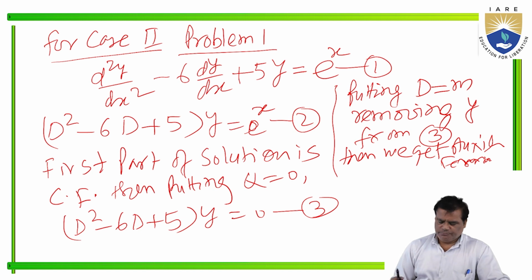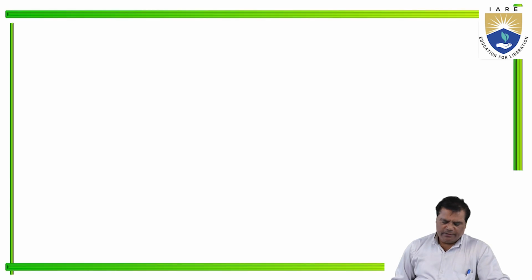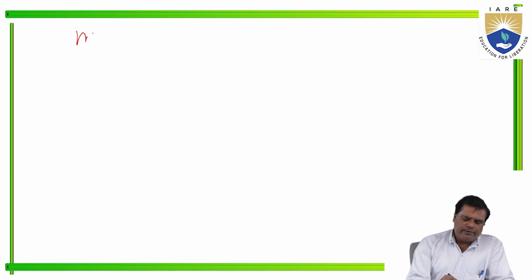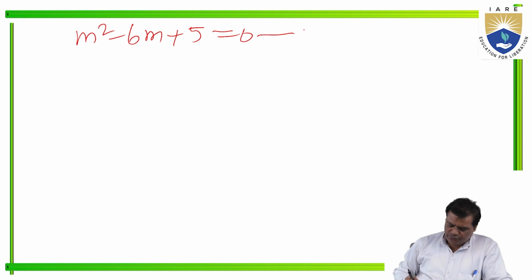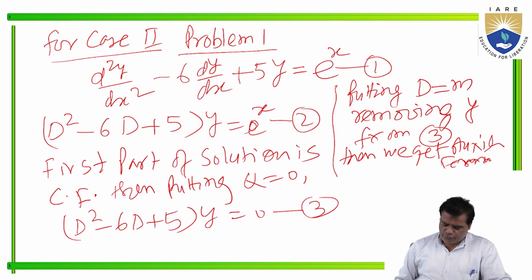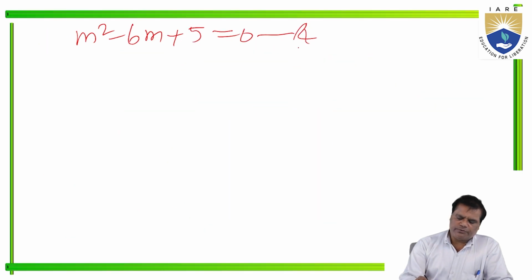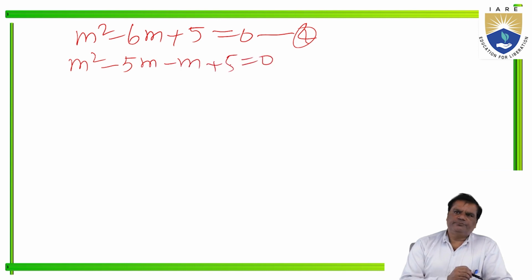Auxiliary form. So now here m square minus 6m plus 5 must be 0. This is the auxiliary equation. Now factorizing this: m square minus 5m minus m plus 5 equal to 0.